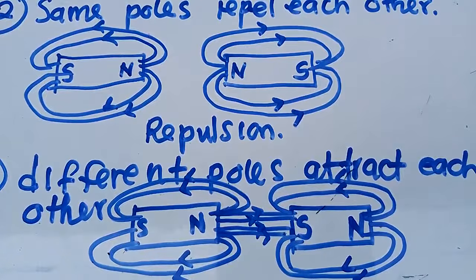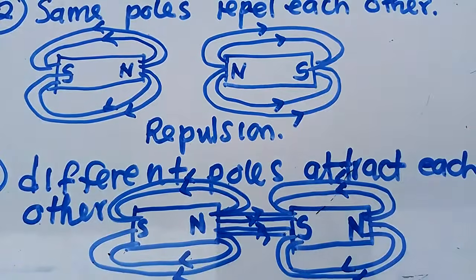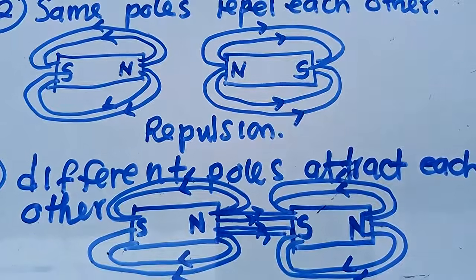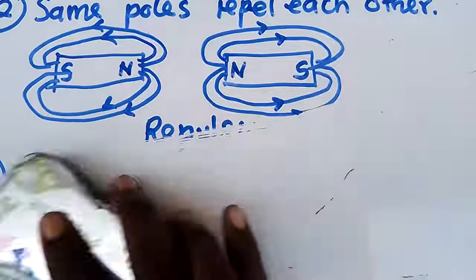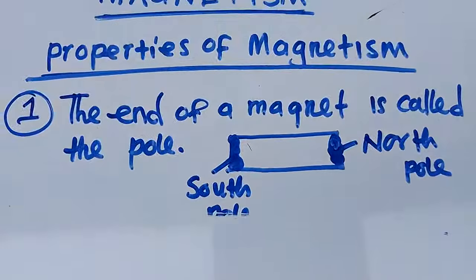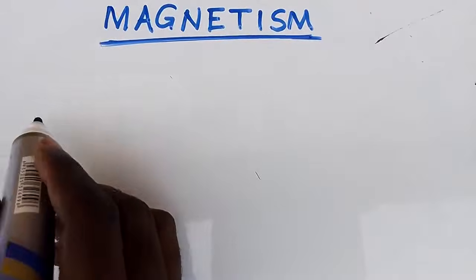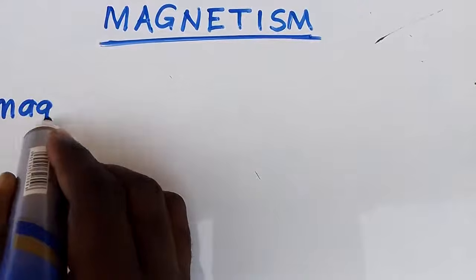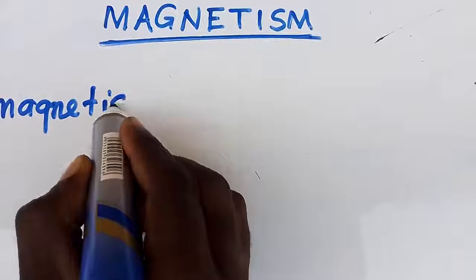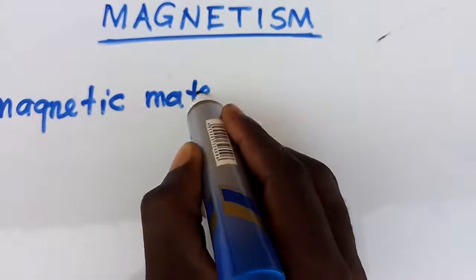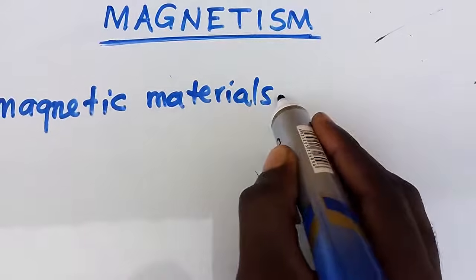These materials that can be attracted to a magnet are called magnetic materials. I want you to get this one, and understand all the points that I'm trying to bring out here. So materials that are attracted to a magnet are called magnetic materials. This is what you need to know and understand.